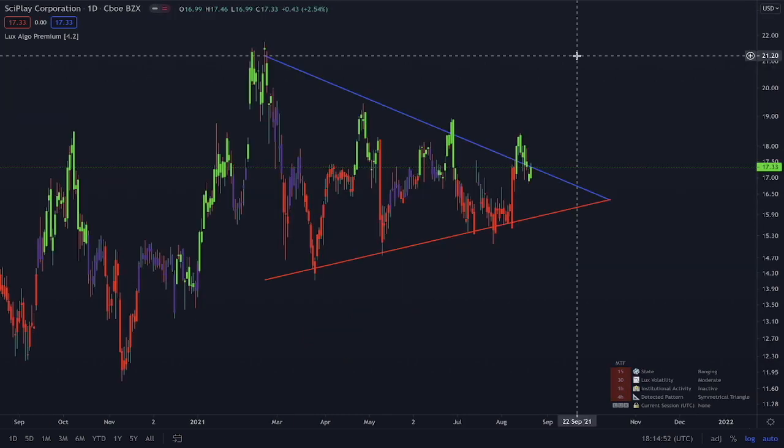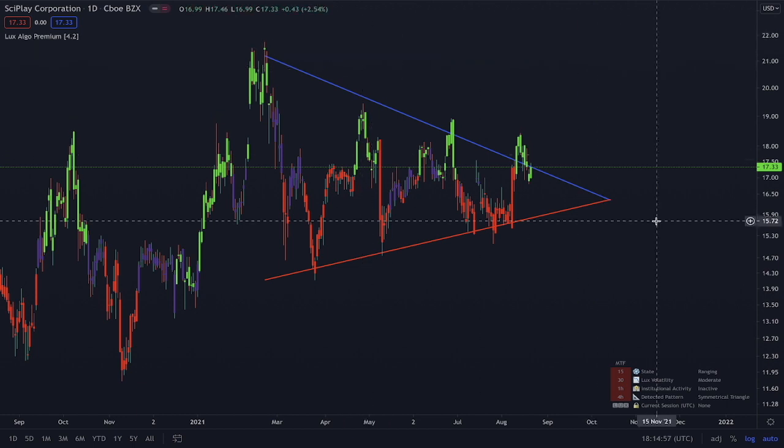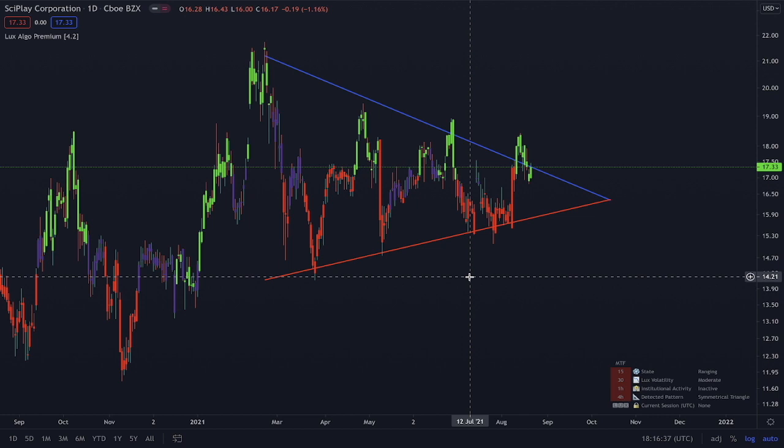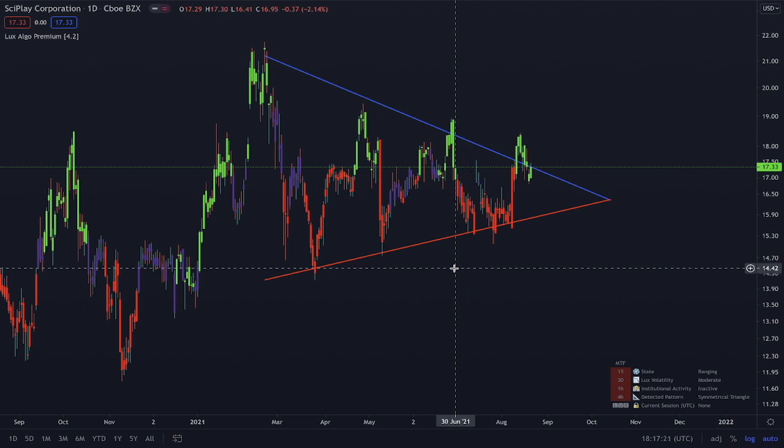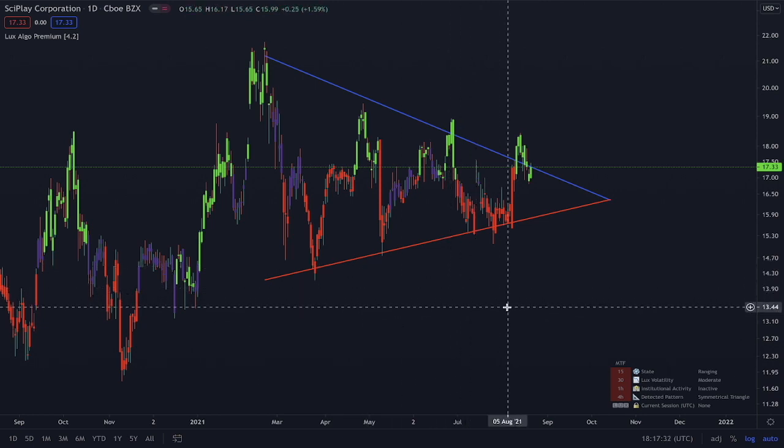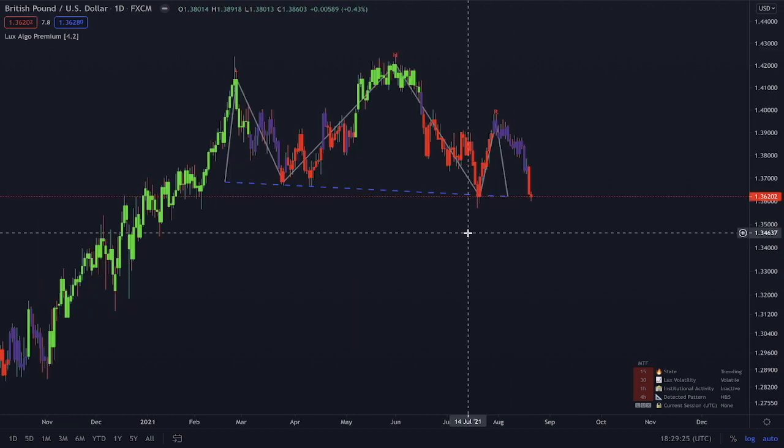The final pattern that is detected by the script is symmetrical triangles, as displayed here. Symmetrical triangles occur when the price is consolidating. For this pattern, you want to pay close attention to the way it breaks out. Once the consolidation phase has broken out, you'll have a good idea of where the price may go in the near future. Pattern analysis is a popular method of trading.